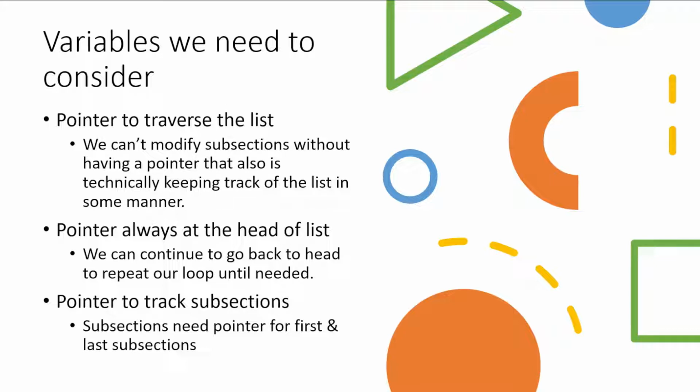Then we need to have a pointer that's always at the head of the list, so we can continue back to the head to repeat our loop as needed. And we need to have a pointer to track those subsections, and that's important because, again, since we're using a linked list, it's modified in a way that when we merge and sort and split those subsections, we're going to need more pointers to keep track of those individual parts of the list as well.